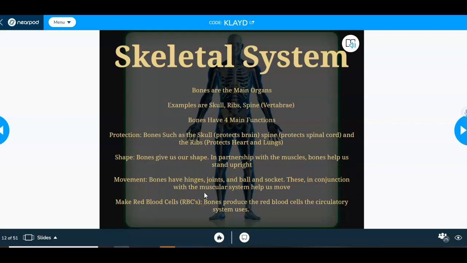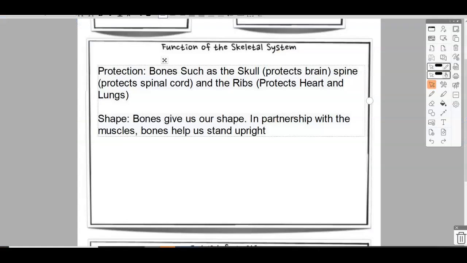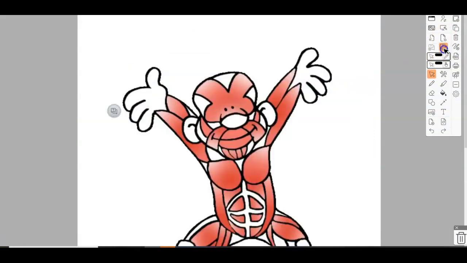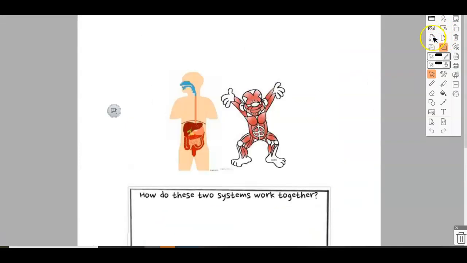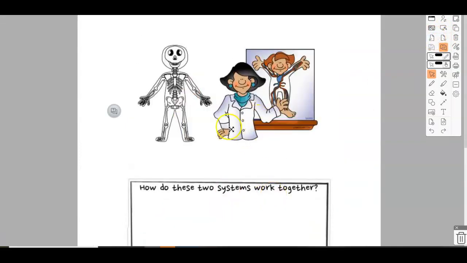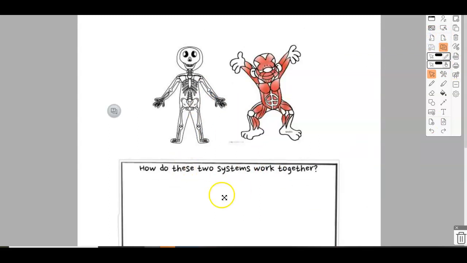Now, this is something that we talked about that's at the end of the packet. I'll go ahead and fast forward to that. That's way, way back here. There it is. How do these two systems work together? Okay, we're already talking about the fact that bones and muscles work together to help you move.